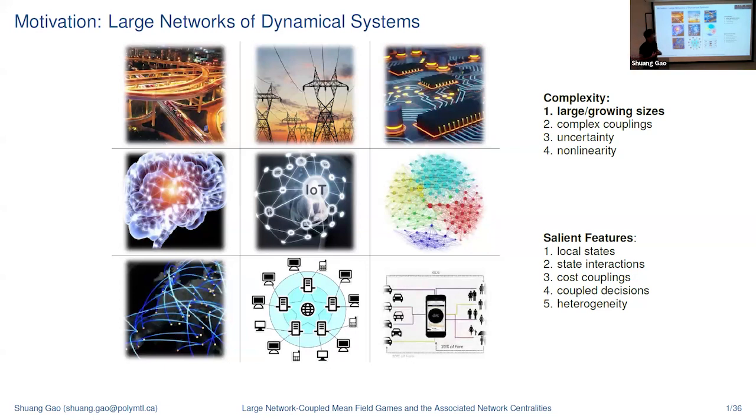In general, when we look at these systems, they are complex for the following reasons. First is the large or growing size of these networks and the complex coupling structure of the problems we are looking at. Oftentimes the network or the underlying dynamics are uncertain. Moreover, there could be different forms of nonlinearities on these networks. For the presentation today, I will only focus on the aspect of large and growing size.